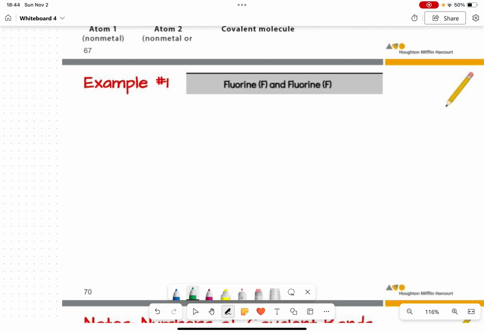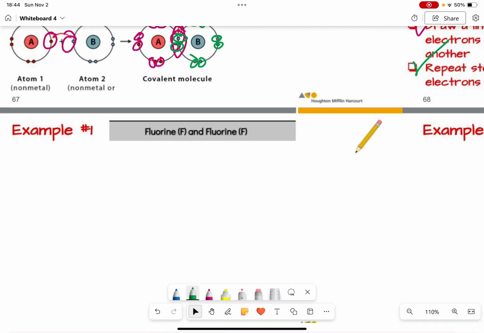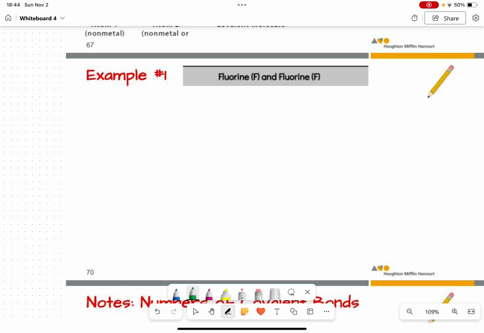So we're going to do this again, but we're going to do two of the same elements. We're going to do fluorine and fluorine. If I look back at my checklist, the first step is to draw the dot diagrams. Since they're both the same element, there's not going to be a real center. I can just put them next to each other. But fluorine has 7 valence electrons.